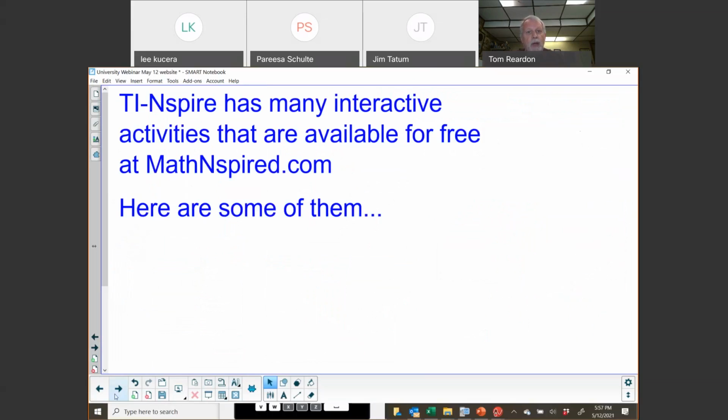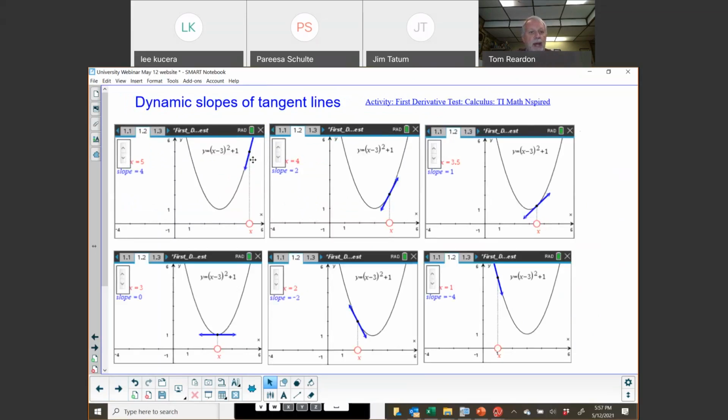All right, so TI-Nspire has many interactive activities that are available for free at Math-Inspired. I'm just going to show you real quickly what they are so that you're aware of them. So dynamic slopes of tangent lines. You can actually, using sliders, move a tangent line along a curve and find the slope of the tangent line, which, of course, is the derivative.